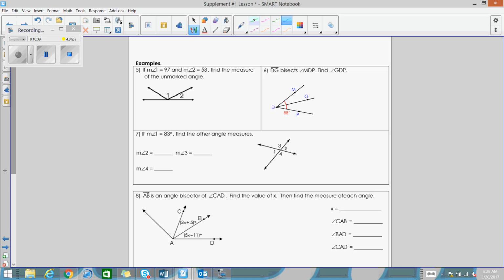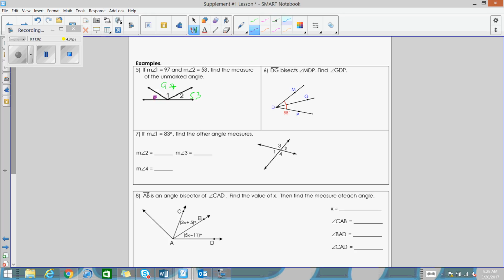So here we go. It says, number 5, if the measure of angle 1 is 97 and angle 2 is 53, find the measure of the unmarked angle. So I like to fill this in. So 97 is here. This is 53. Now, looking at it, you want to find the unmarked angle. I'm going to mark it with a dot here. I want to find that angle in purple. How am I going to find that?